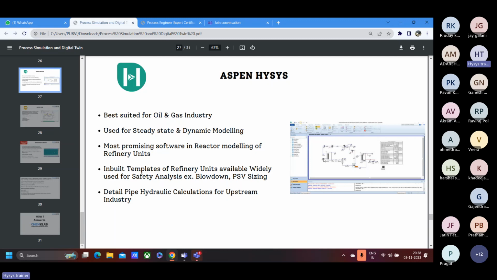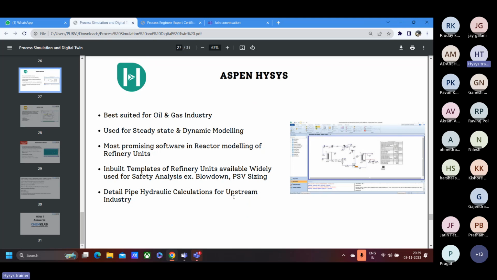First of all, what do we do in a simulation software? If I want to model this particular unit, I'll put in this equipment, develop a flow sheet, and then give the necessary inputs at every step. For example, here I'll mention the flow rate, temperature and pressure. Then by running the simulation, it will tell me the output based on the conditions that you have mentioned. So this is how simulation works.